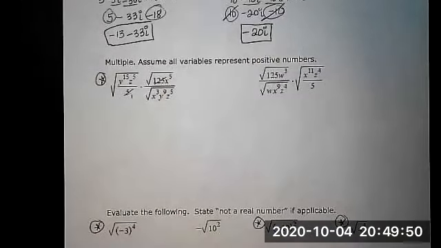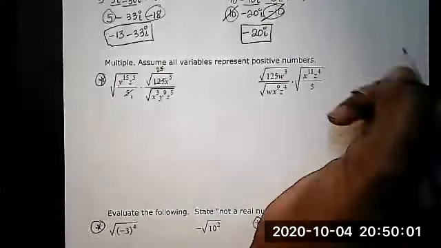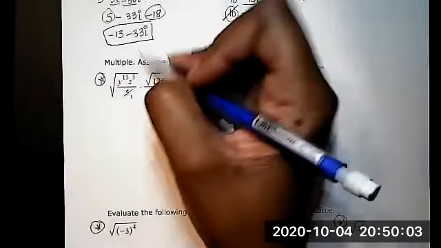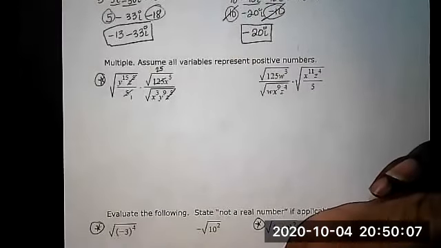125 divided by 5, I'm sorry, it becomes 25. What am I doing? All right, so 25 there. Then I'm going to cross those two out.